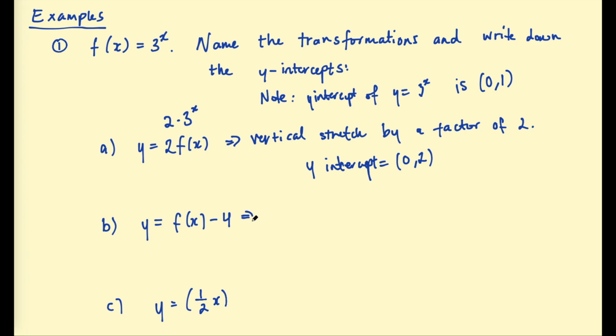Okay, but then if you transform it somehow, like multiplying it by a constant like 2, then it becomes 0, 2. Okay, what about f of x take 4? This is a vertical translation.